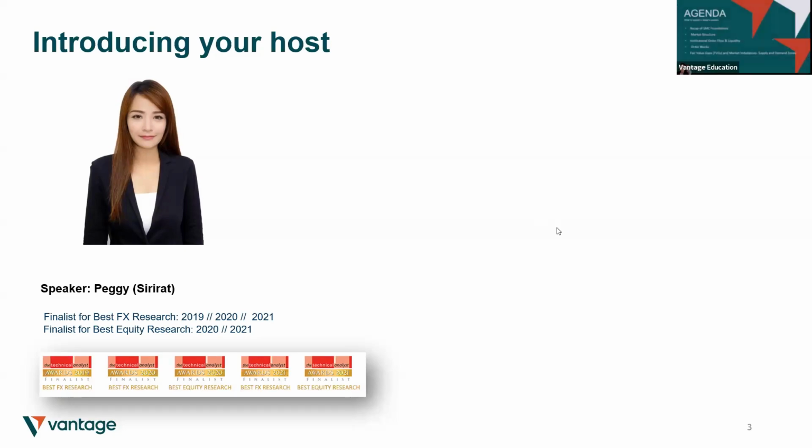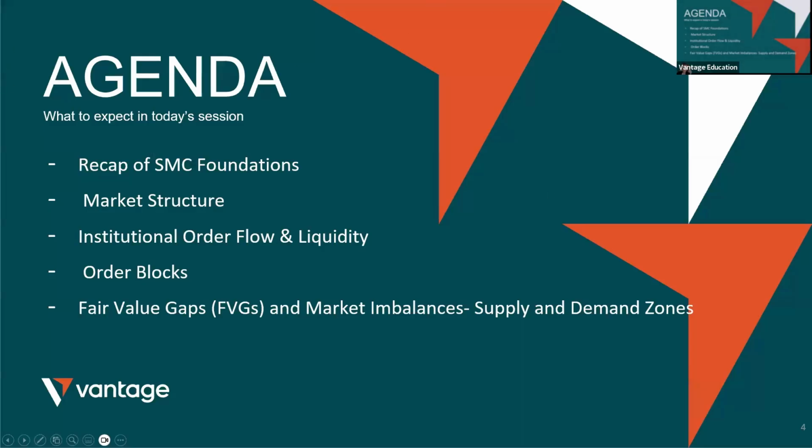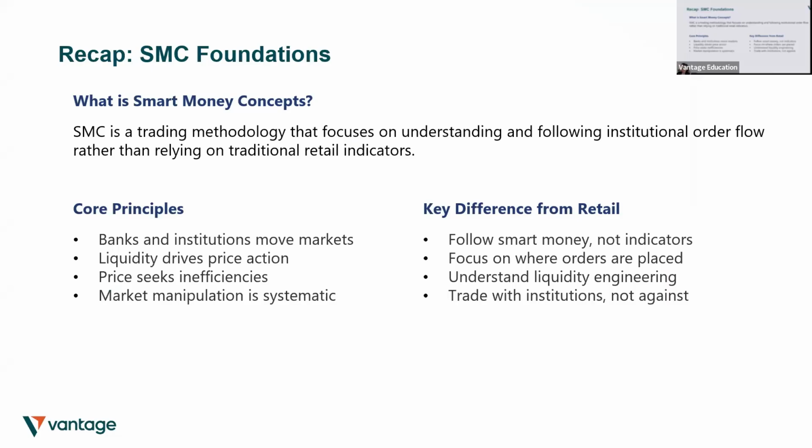Okay. This is the agenda for today. We're going to recap SMC foundations, market structures, institutional order flow and liquidity, order blocks, FVG or fair value gaps and market imbalances, and supply and demand zones. Okay, so a quick recap on what we did in the past.